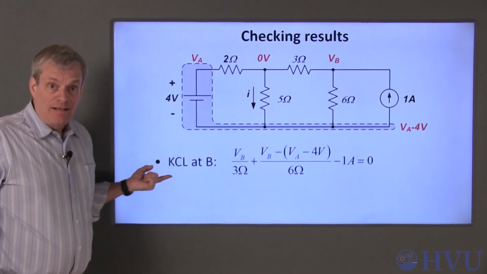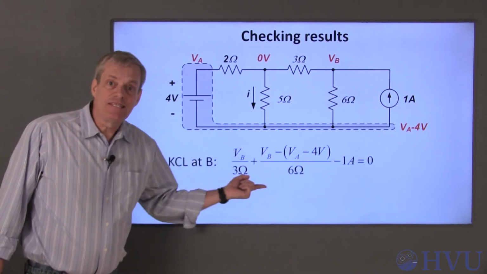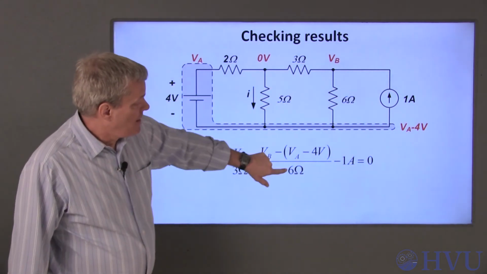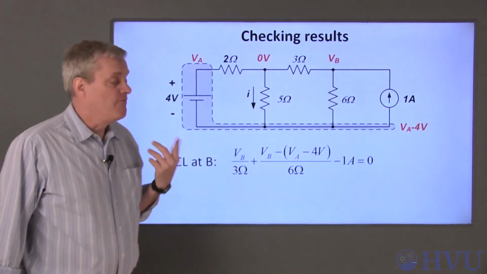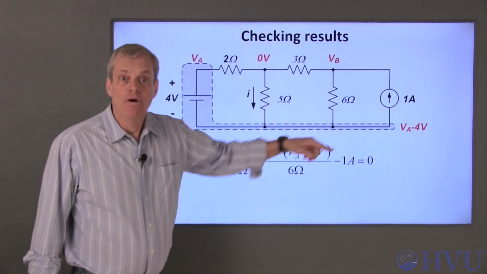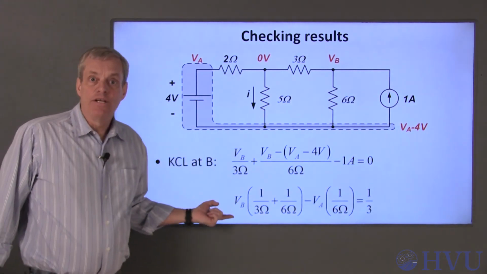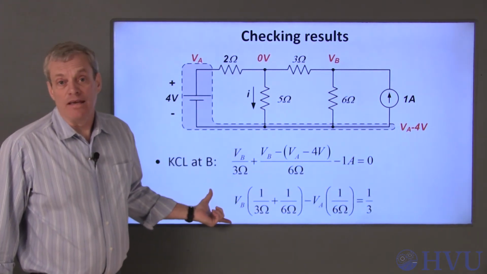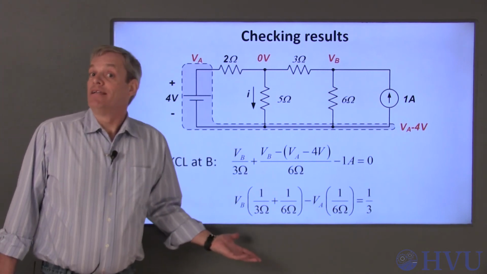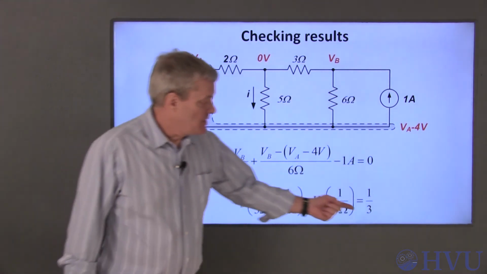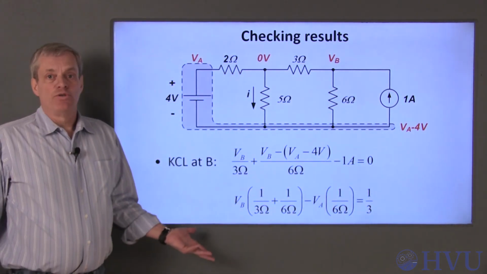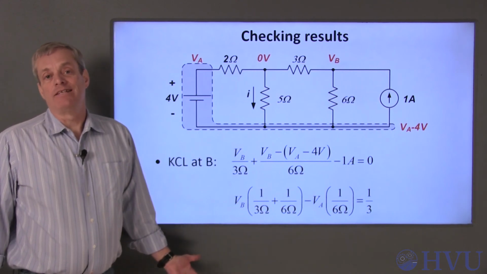When we applied KCL at node B for this circuit, this is the equation we got. VB is multiplied by 1 over 3 and 1 over 6. The VA term is multiplied by the negative of 1 over 6. Or you can rearrange the equation to this form and find the same thing. Be aware that this approach won't catch every possible error. It doesn't tell you whether any constant terms, like this 1/3, make sense or not. These types of terms are due to sources, and the pattern doesn't apply to sources.